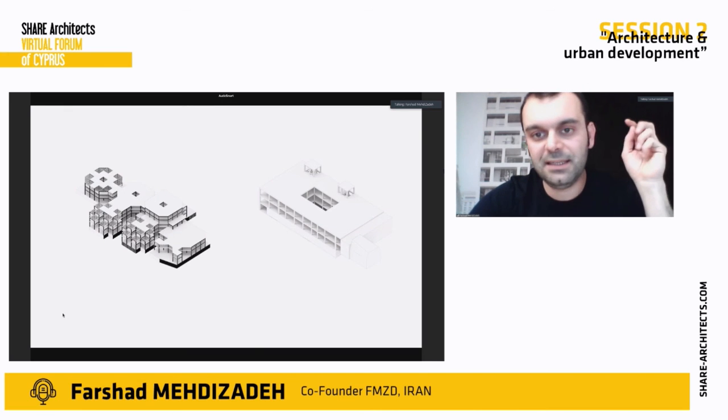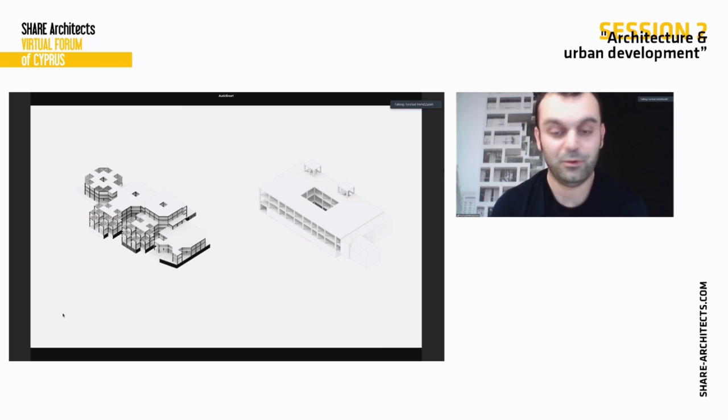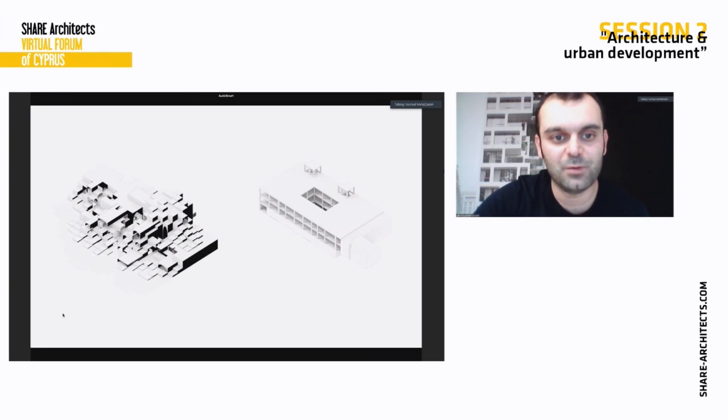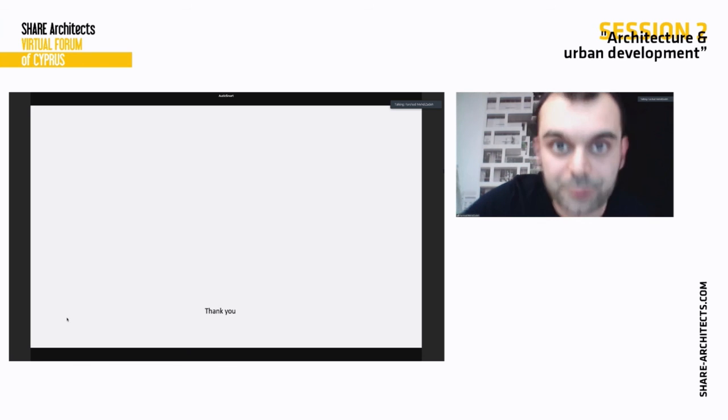So for me, these two structures weren't any different. The technique was the same. The typology is the same, but when we added the context to the first one, the geometry completely changed. The first one is in Isfahan, in the middle of the desert, and the second one is in the north, near the jungle. Thank you very much.